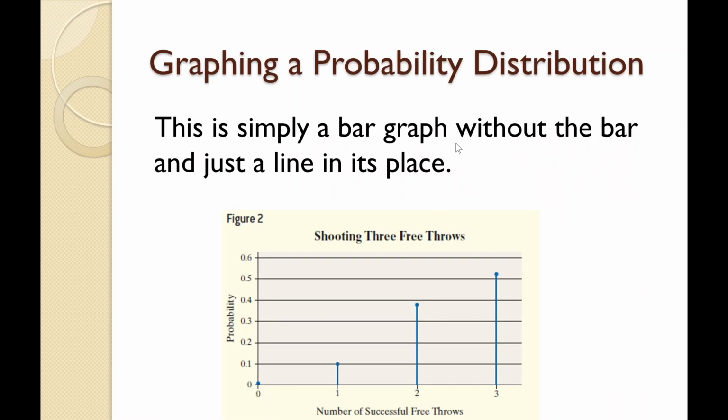So this is simply a bar graph without the bar. It's just lines and spacing. It's just showing you the probabilities of what was shown in the table. This person's obviously a very good free throw shooter if 50% of the time they make 3 out of 3. I would think that means they're pretty good. I hope. Maybe I'm wrong. No, they must be okay, because if I shot it 3 times, I know I can't make free throws, and I would probably be the exact opposite of this.